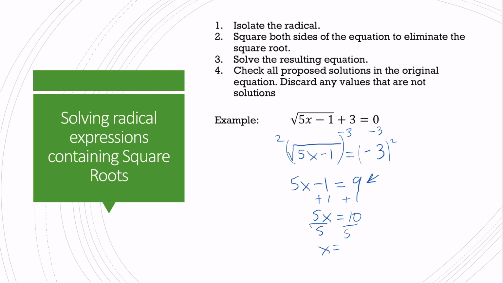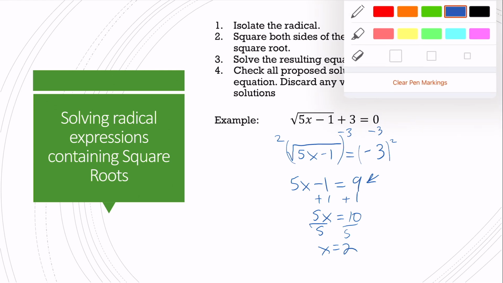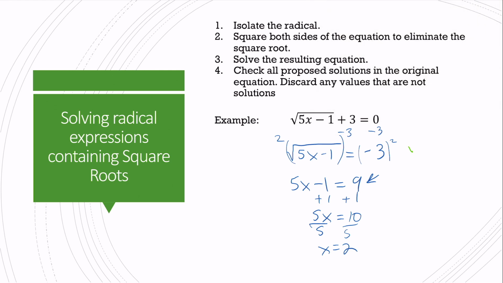So let's check that in our original equation. I have the square root of 5 times 2 minus 1 plus 3 is 0. That's the square root of 10 minus 1, 9 plus 3 is 0. I get 3 plus 3 equals 0. This is false. This is false.